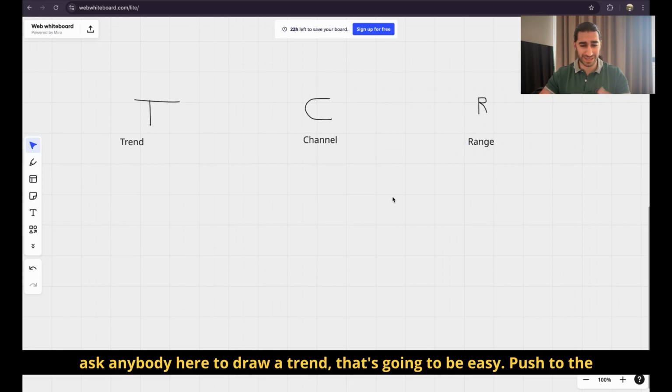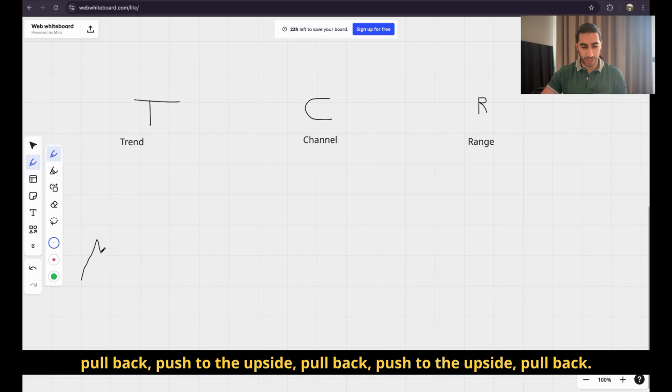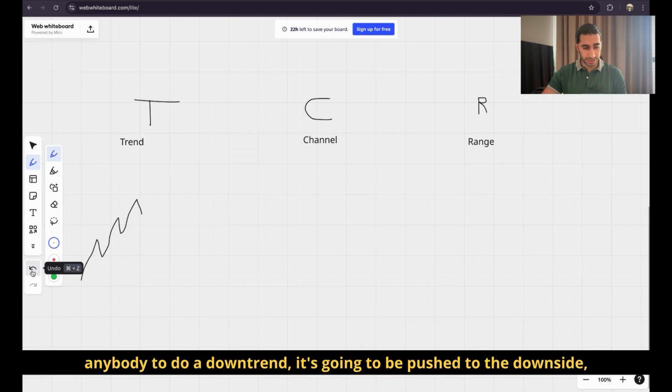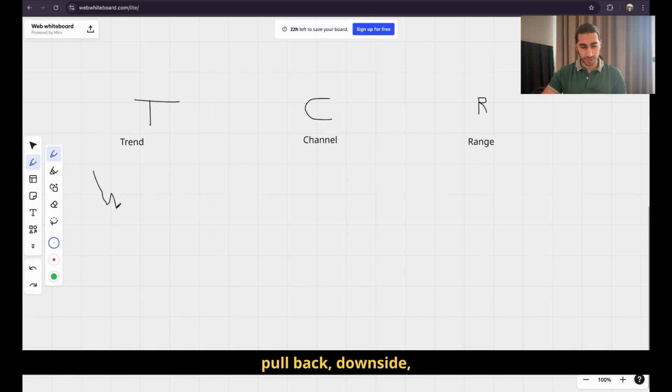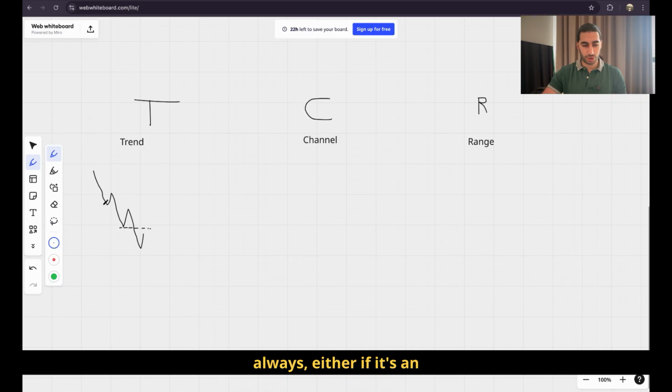So if I ask anybody here to draw a trend, that's going to be easy. Push to the upside, that's an uptrend. Pull back, push to the upside, pull back, push to the upside, pull back. Okay? And if I ask anybody to do a downtrend, that's going to be push to the downside, pull back, downside, pull back, downside, pull back, by respecting, of course, the levels always.